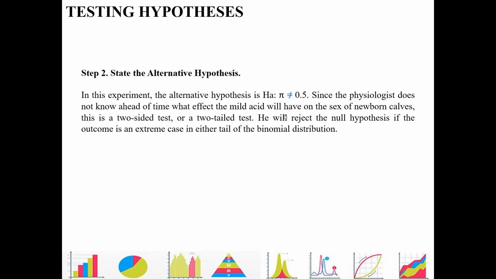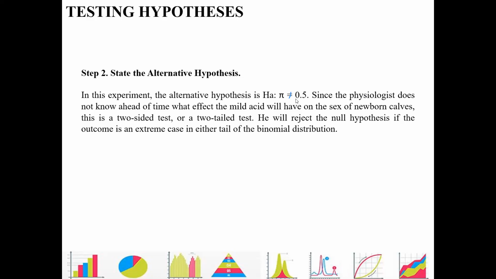Okay. So not equal to 0.5. So since the physiologist does not know ahead of time what effect the mild acid will have on the sex of newborn calves, this is a two-sided test or two-tailed test. So kaya ang ginawa is not equal.